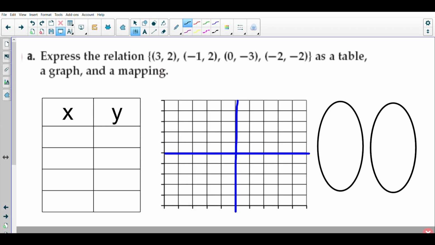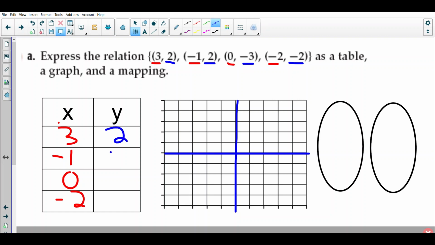range. So express each relation from the ordered pairs 3, 2, -1, 2, 0, -3, -2, -2 as a table, a graph, and a mapping. Luckily, I've already got them planned out, so all we have to do is fill in the spots. So for our x's, it's always the first numbers. So we have all of these right here. So we have 3, -1, 0, and -2.